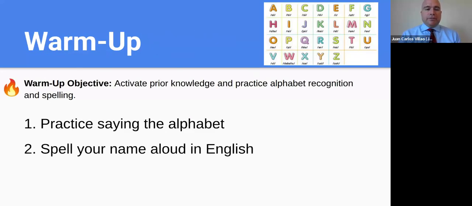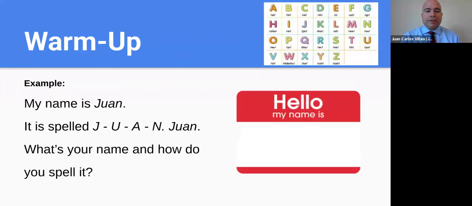So, number 2, we're going to spell your name out loud in English. So we just finished number 1 by practicing saying the alphabet. Now, number 2 in this warm-up is to spell your name aloud in English. So let me give you an example. My name is Juan. It is spelled J-U-A-N. What's your name and how do you spell it?